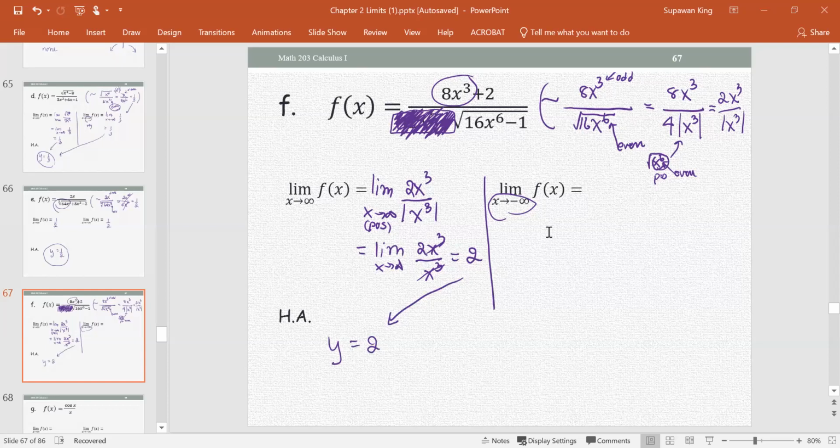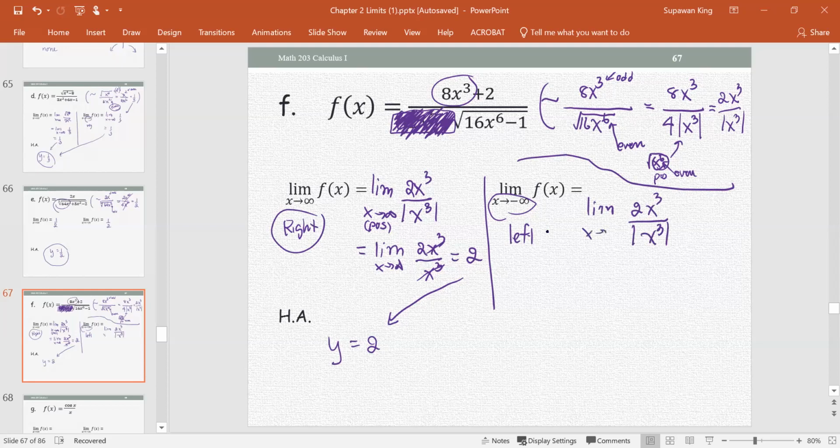This is the right end, the right side of the graph, because x approaches infinity. And next, the left side of the graph. We take the limit of the leading term, which we already simplified: the limit of 2x to the third divided by the absolute value of x to the third as x approaches negative infinity.